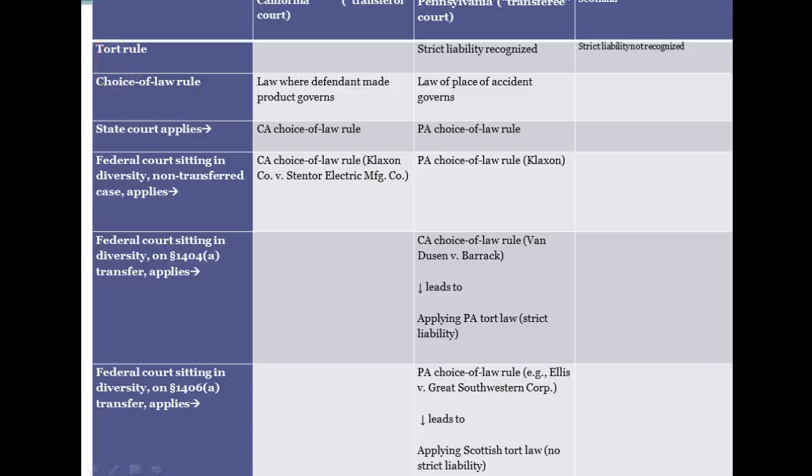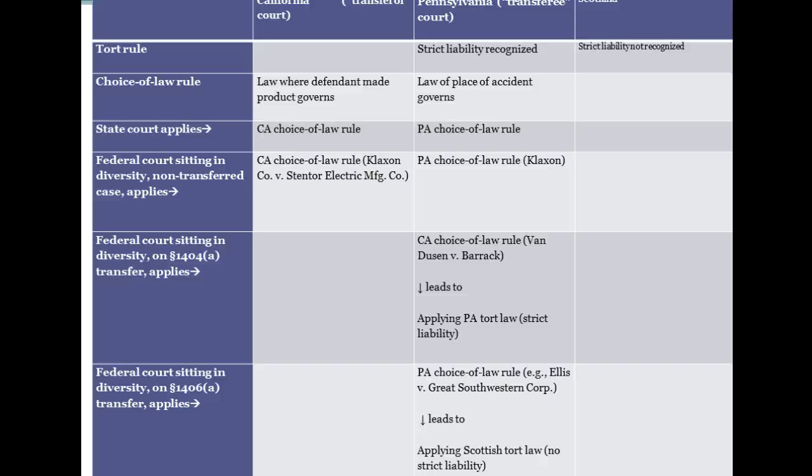Okay, so I'm sorry, this is sort of cut off on the slide. So California is going to be called the transferor court, and Pennsylvania is going to be called the transferee court. And we're going to repeat the substantive tort rules, where the Pennsylvania law is that they recognize strict liability. The Scotland law is that they don't recognize strict liability.